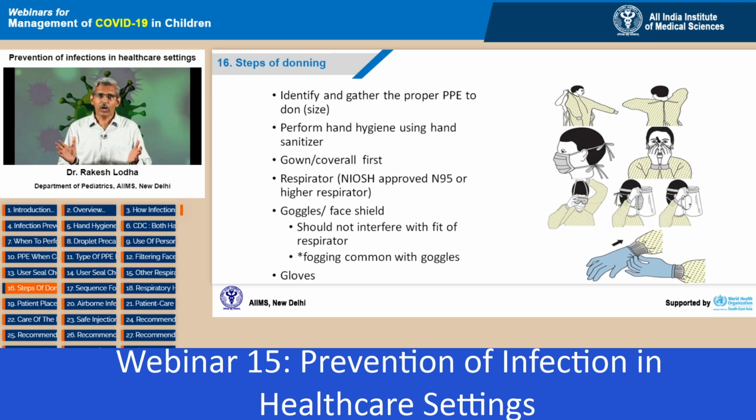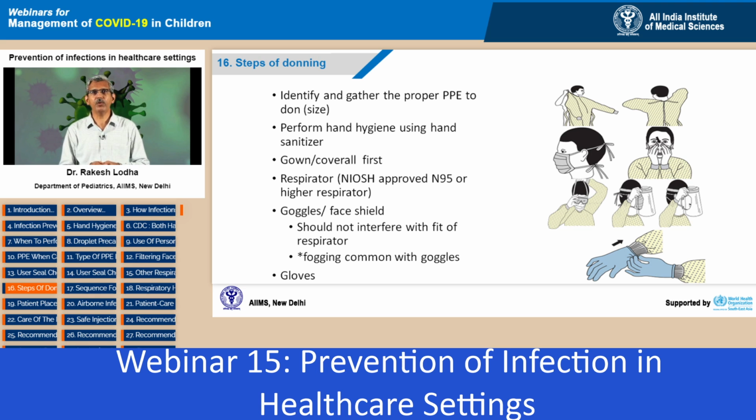Now, how to don the PPEs? So, first we need to identify and gather the proper PPE to don. We need to have the appropriate gown size, appropriate set of gloves, appropriate mask. We need to perform hand hygiene using a hand sanitizer or a hand rub. Thereafter, we put on the gown or coverall, the respirator which could be an N95 or an equivalent respirator, and put on the goggles or the face shield, and it should not interfere with the fit of the respirator when we put on a face shield.